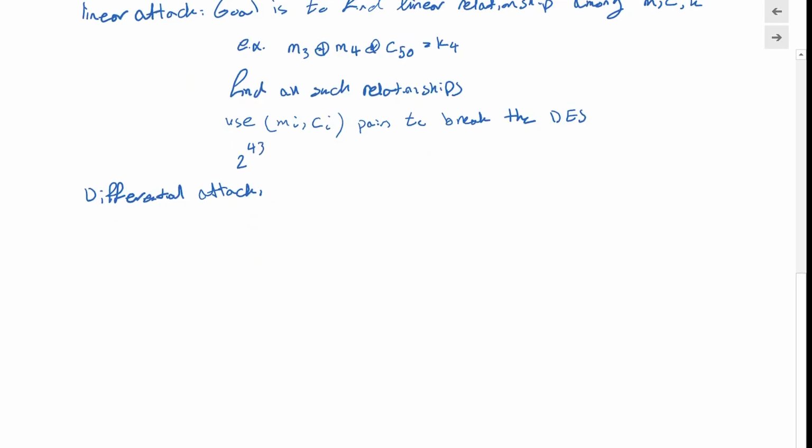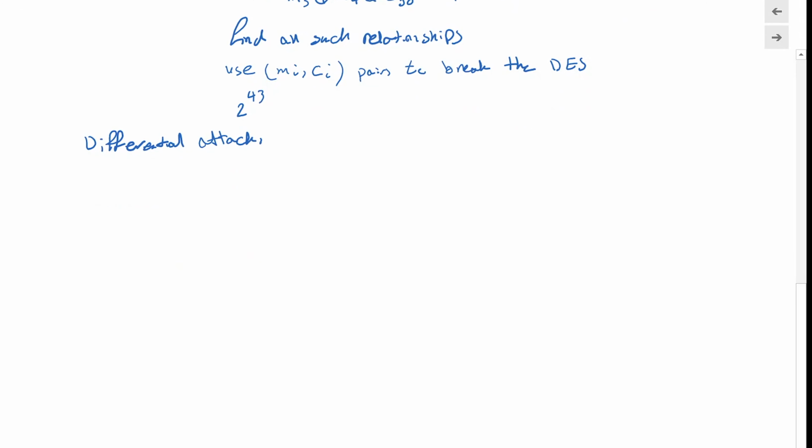So let's just write it down. The idea is to study how changing M will change C, the ciphertext.